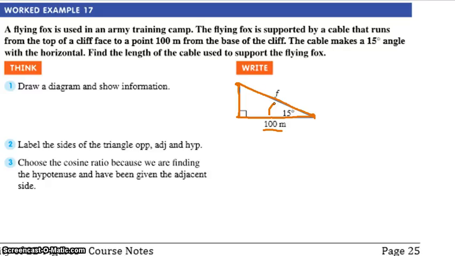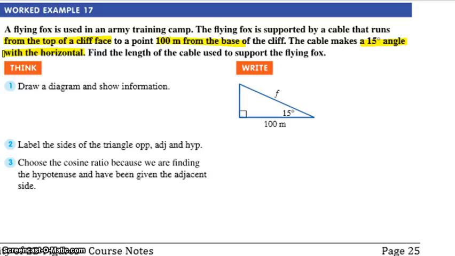It's really important that you're able to draw these diagrams from the information they're given. When in doubt, highlight: 100 metres from the base; cable that runs from the top of a cliff face; cable makes a 15-degree angle with the horizontal. That's your information, that's what they've got on there.